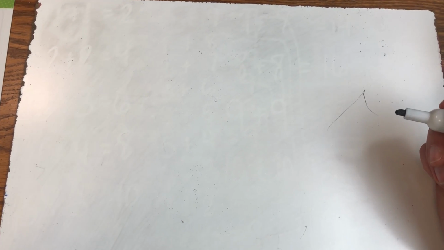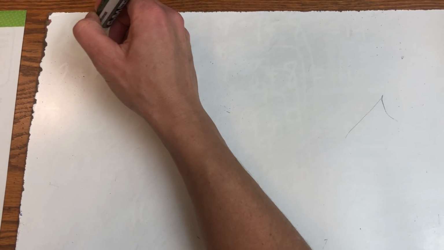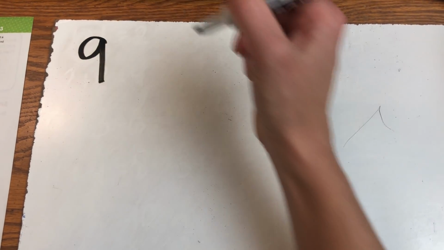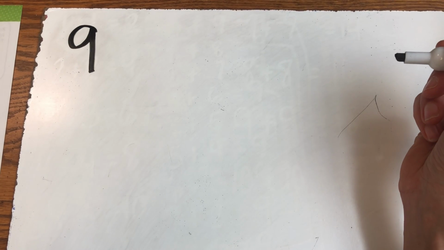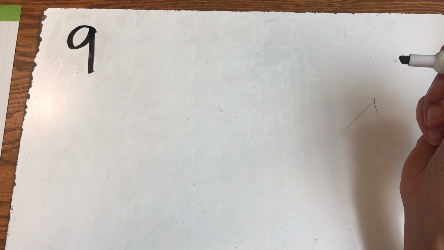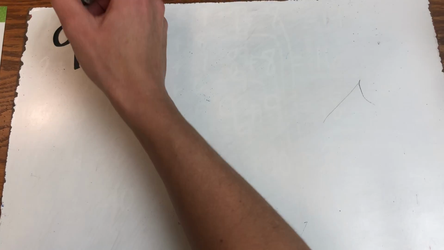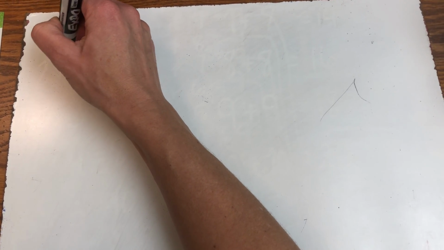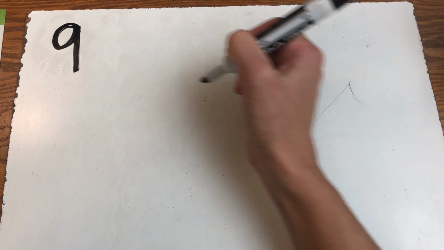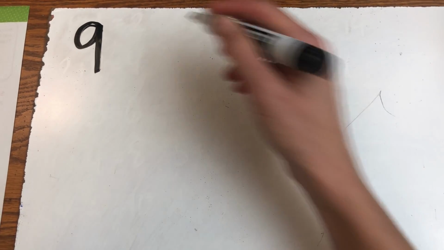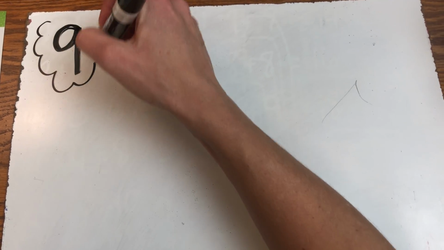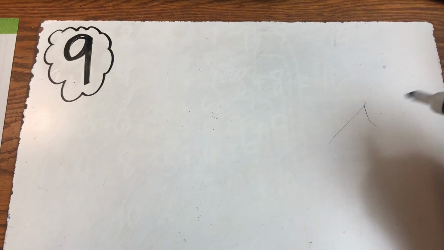Right, Jonas? All right. I'm going to give you a number of the day. The number of the day is 9. Please write 9 on your board. Can you say your 9 rhyme with me? Make a loop and then a line. That's the way to make a 9. Good. Maybe do a fun little loop-de-loo around it.